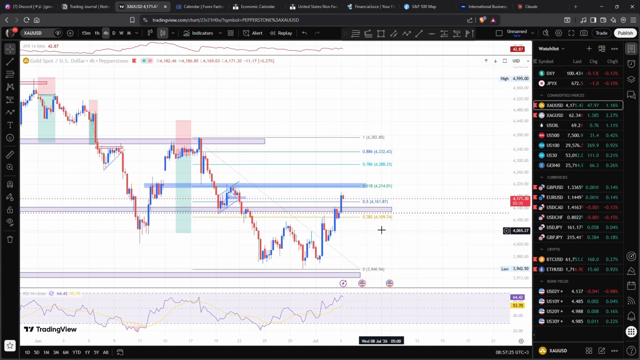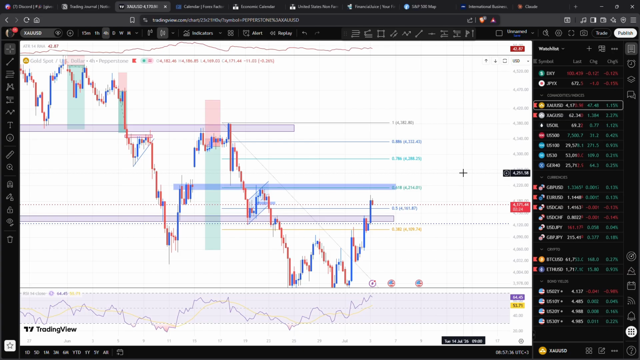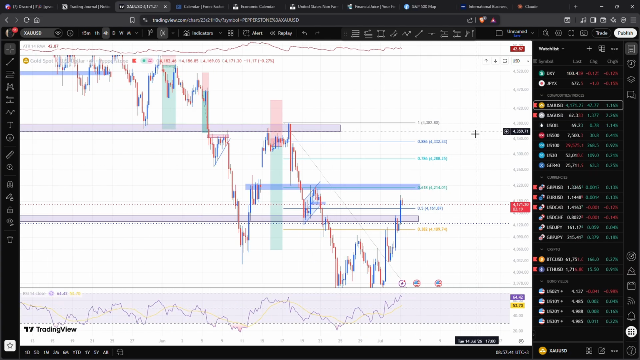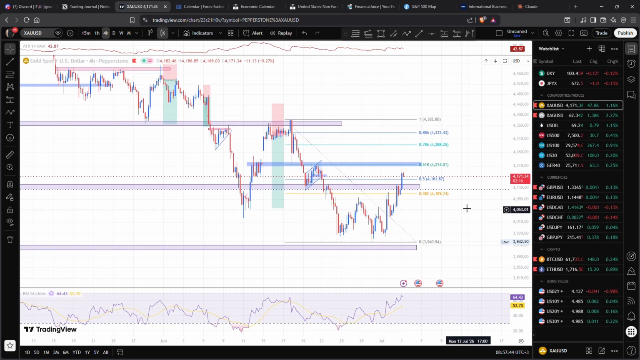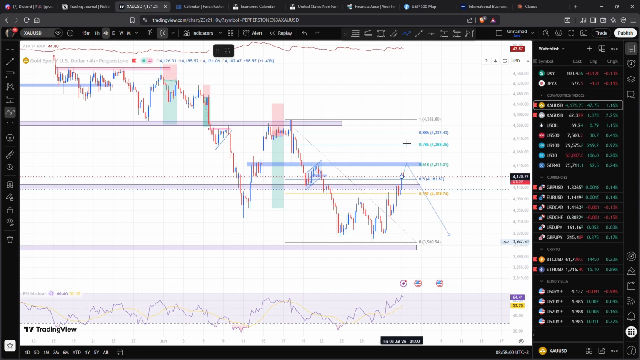For the commodities, for gold, I will also be waiting to see if we get a bounce off around this 4200 area. If not, we could see it push higher to around the 4375 level. From there, we'll see if we get a continuation of the bearish trend that we have been on. So either of these scenarios will be what I will be looking at.